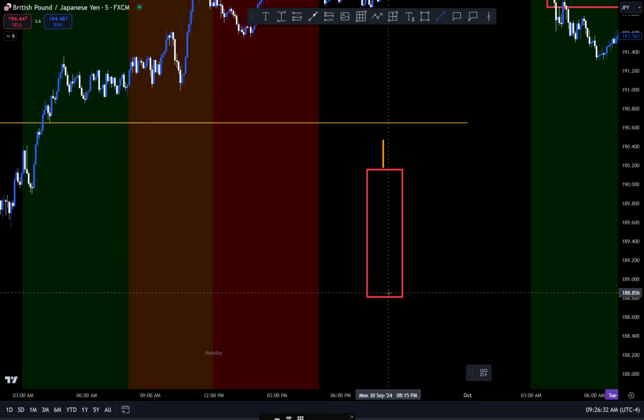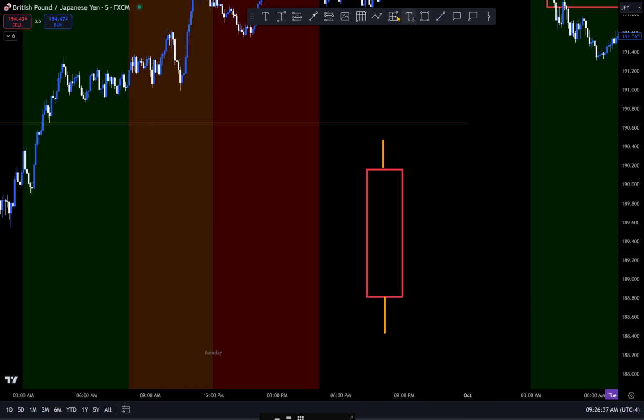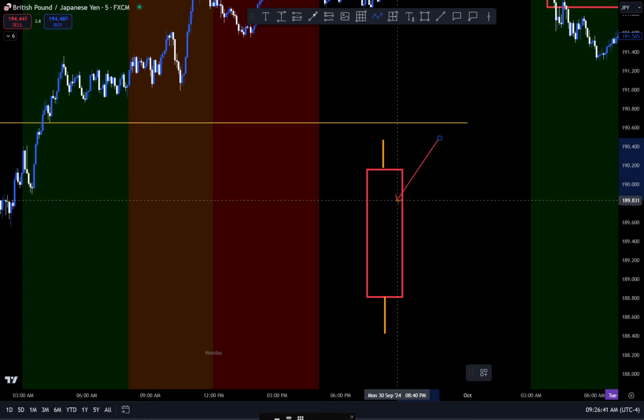And you will sell in New York because you have a target on the lower side of the chart. Yes. You'll still have a lower target somewhere. Liquidity is somewhere.